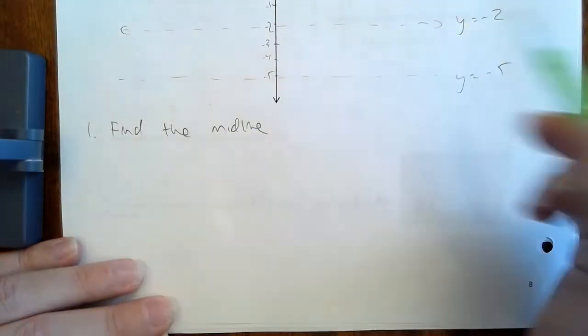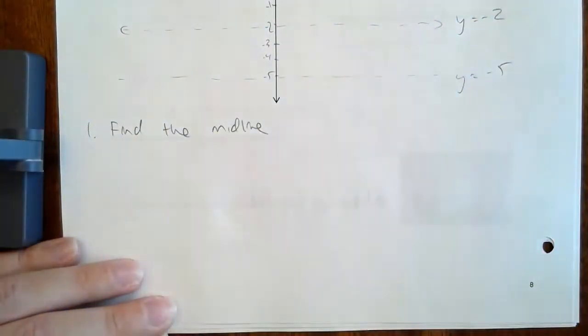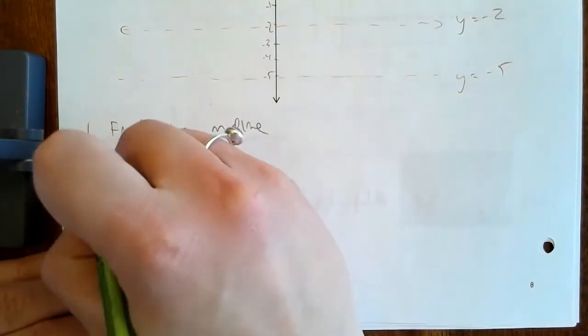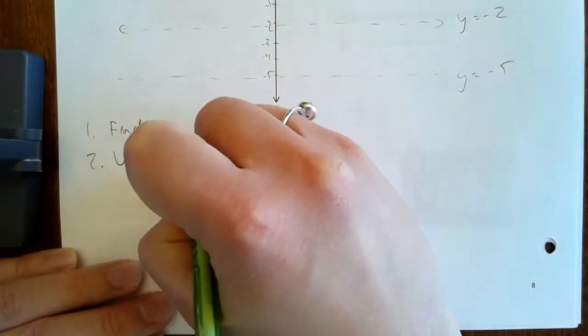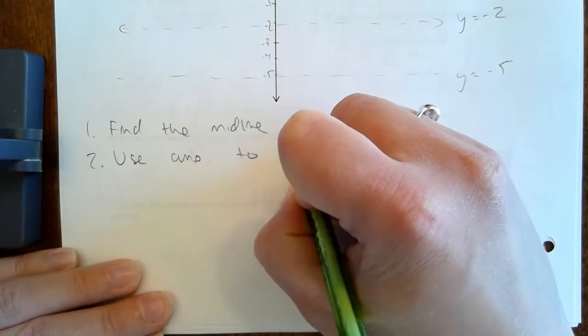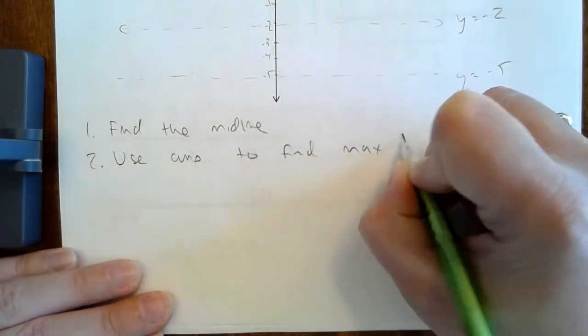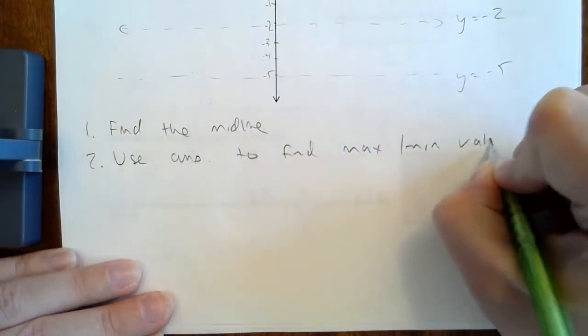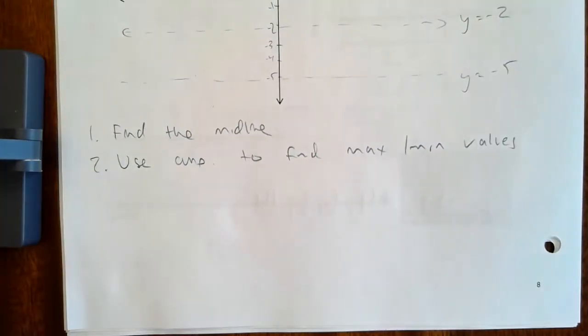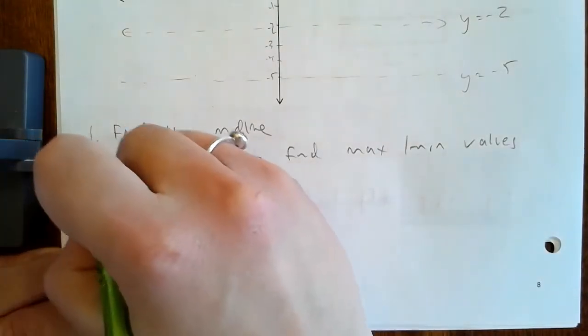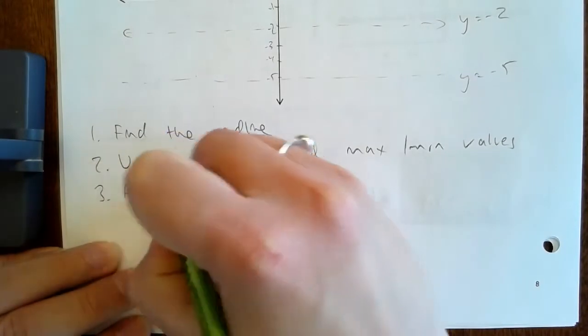Which we did. Draw a line on your graph so you can kind of see it. Step 2, use your amplitude to find the max and min values. So I know where the tallest value is going to be, and I know where the shortest. Tallest doesn't really make sense, but the greatest and lowest values, I know where those are going to be. Step 3, find the period.